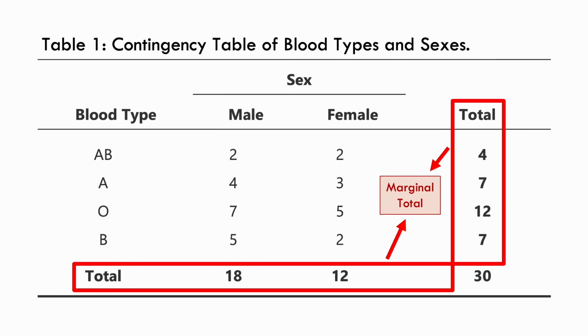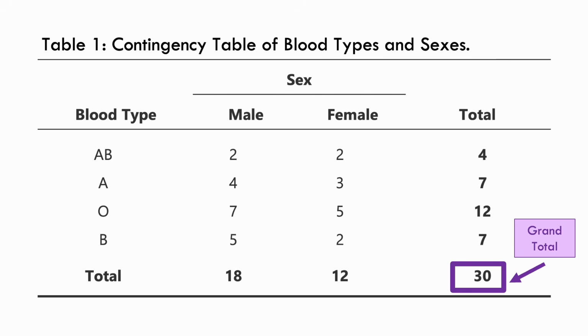These are the totals found at the edges of the table, specifically the row totals and column totals. They tell us the total number of respondents for each blood type or each sex category. Finally, we have the grand total. This is the overall number of respondents included in the dataset. In our example, the grand total is 30 respondents.